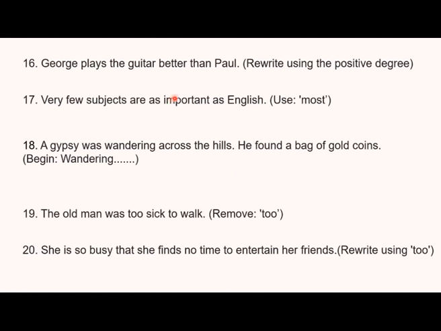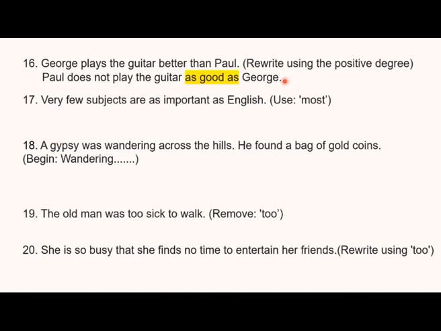Next, the next question deals with degree. Again, very, very possible. You always have a question on degree. Now here it says, George plays the guitar better than Paul. So you can see better is the comparative degree, and here it says rewrite using positive degree. So you need to know the three forms of the word better. So it's good, better, best. We have to use positive degree. That means we have to use good. So our sentence should not change its meaning. Paul does not play the guitar as good as George.